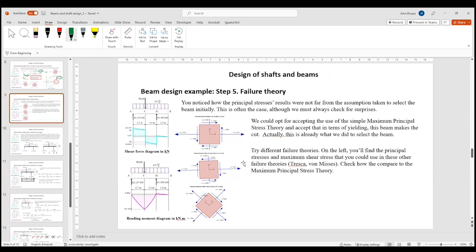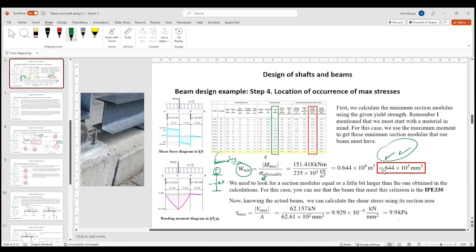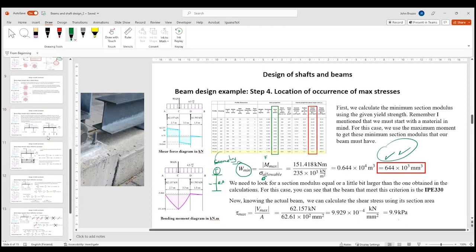That's why in beam design we don't go further to apply Tresca or von Mises, because you are not going to find a very different result from applying just a direct comparison of the section modulus that you need with the section modulus available in the commercial tables. And actually, if you divide this section modulus, the one you're going to use, by this one here that's the minimum you require, you're going to get some safety factors that you could also use in your calculations to select the beam. So many possibilities you have here.